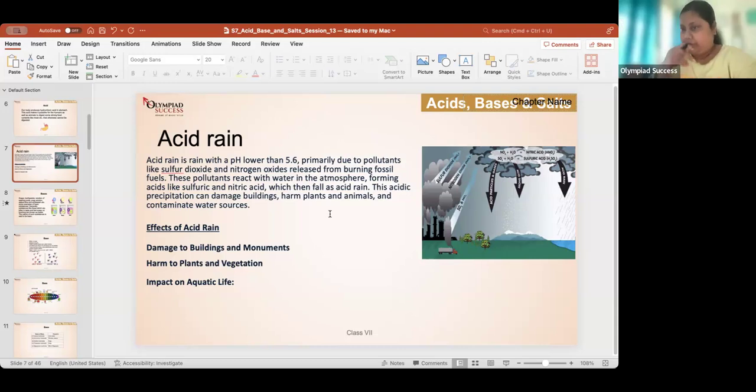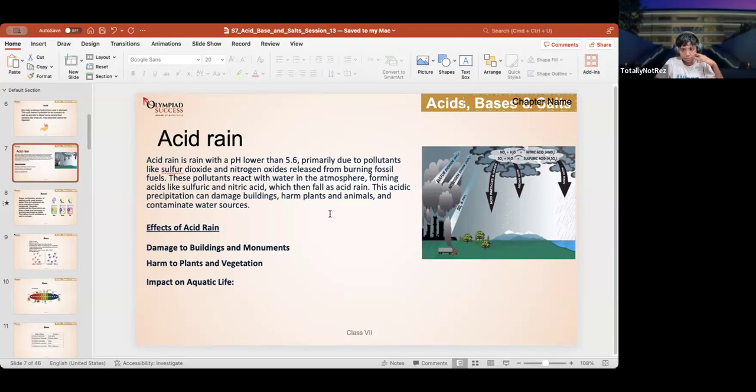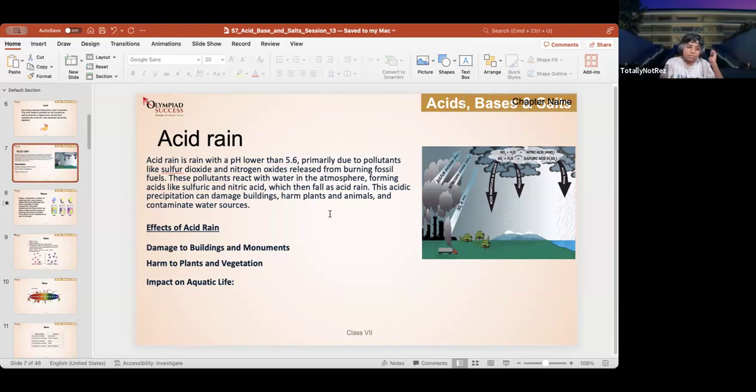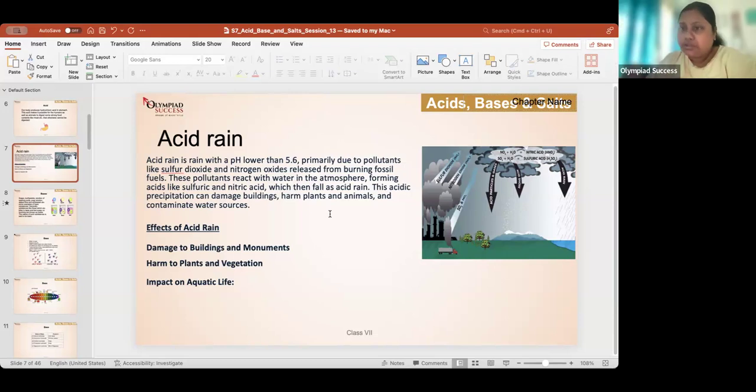Now, what are its effects? This rain is going to fall on the soil. So what will happen? The soil pH will change. Correct? If the pH of soil changes, it is going to affect the vegetation. Next, the same water is also going to fall on the water bodies, changing the pH of the water bodies. That affects the marine life.